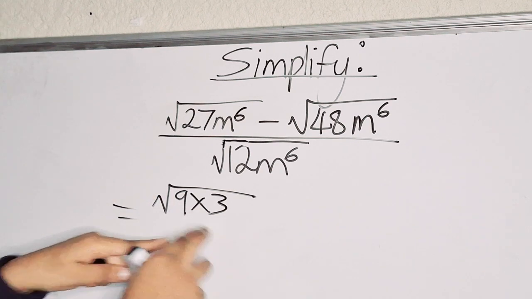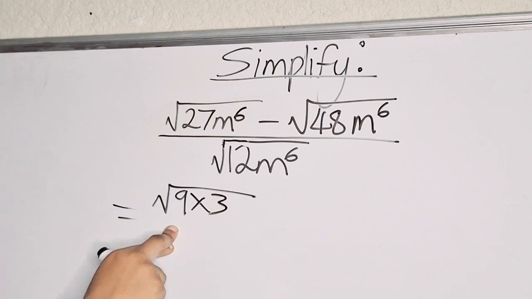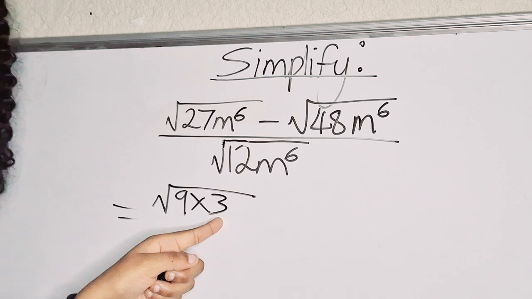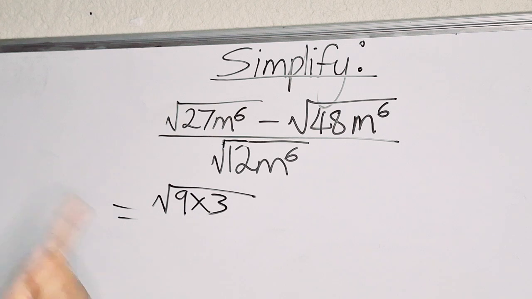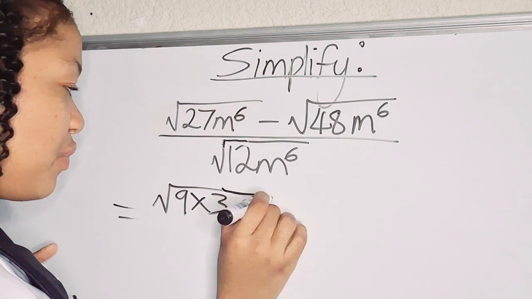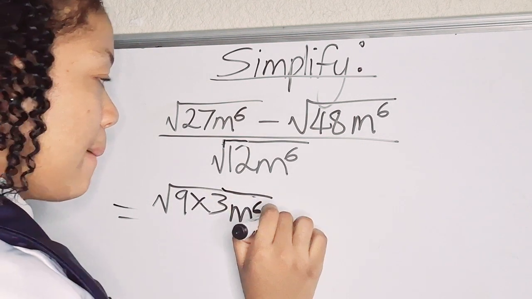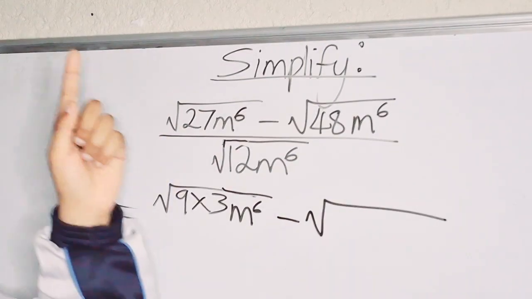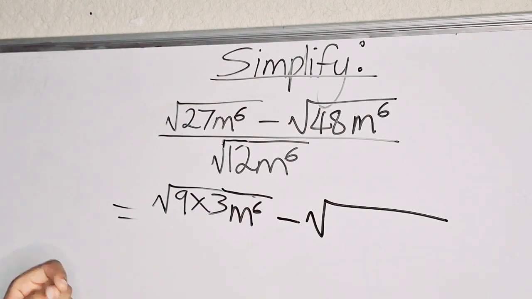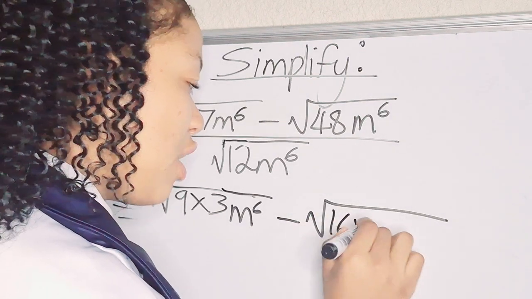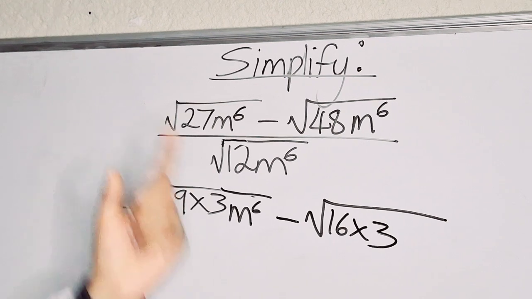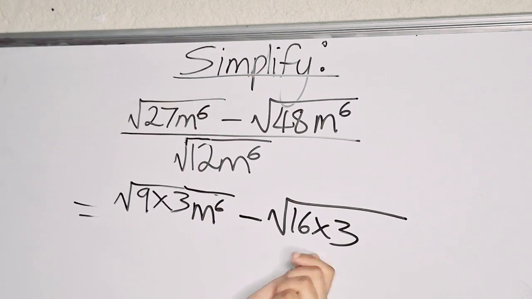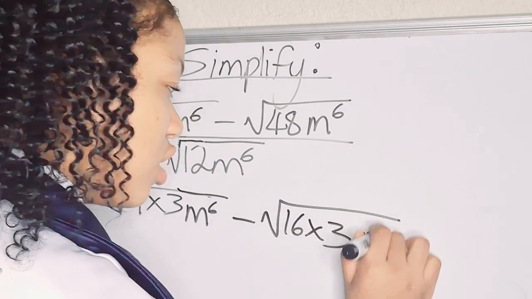I separate the number so that one of the numbers has a square root, because 9 has a square root of 3. The other number, 3, doesn't have a square root. Then m to the power of 6, minus the square root of 48. 48 is the same thing if I write it as 16 multiplied by 3. 16 has a square root, so I can write it like this, with one of the numbers having a square root, which is 16. Then m to the power of 6.